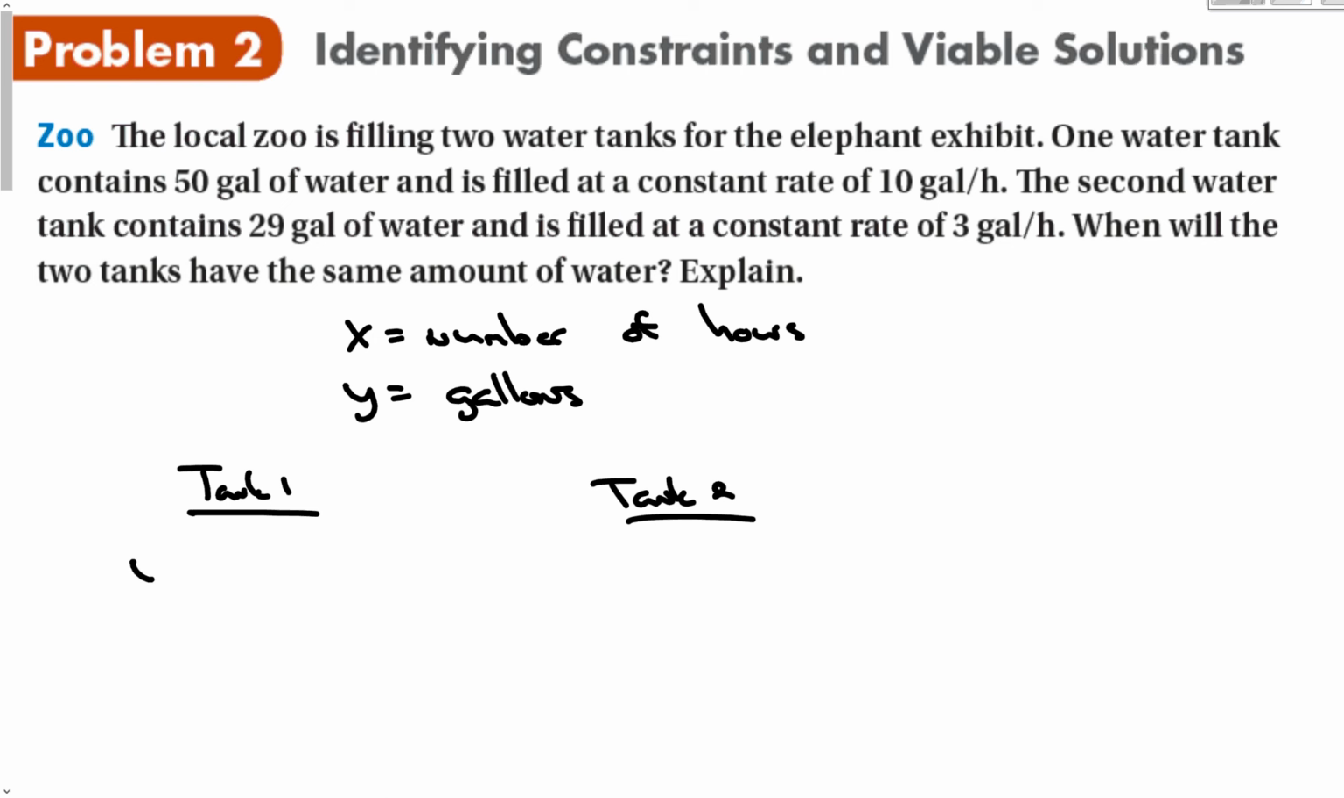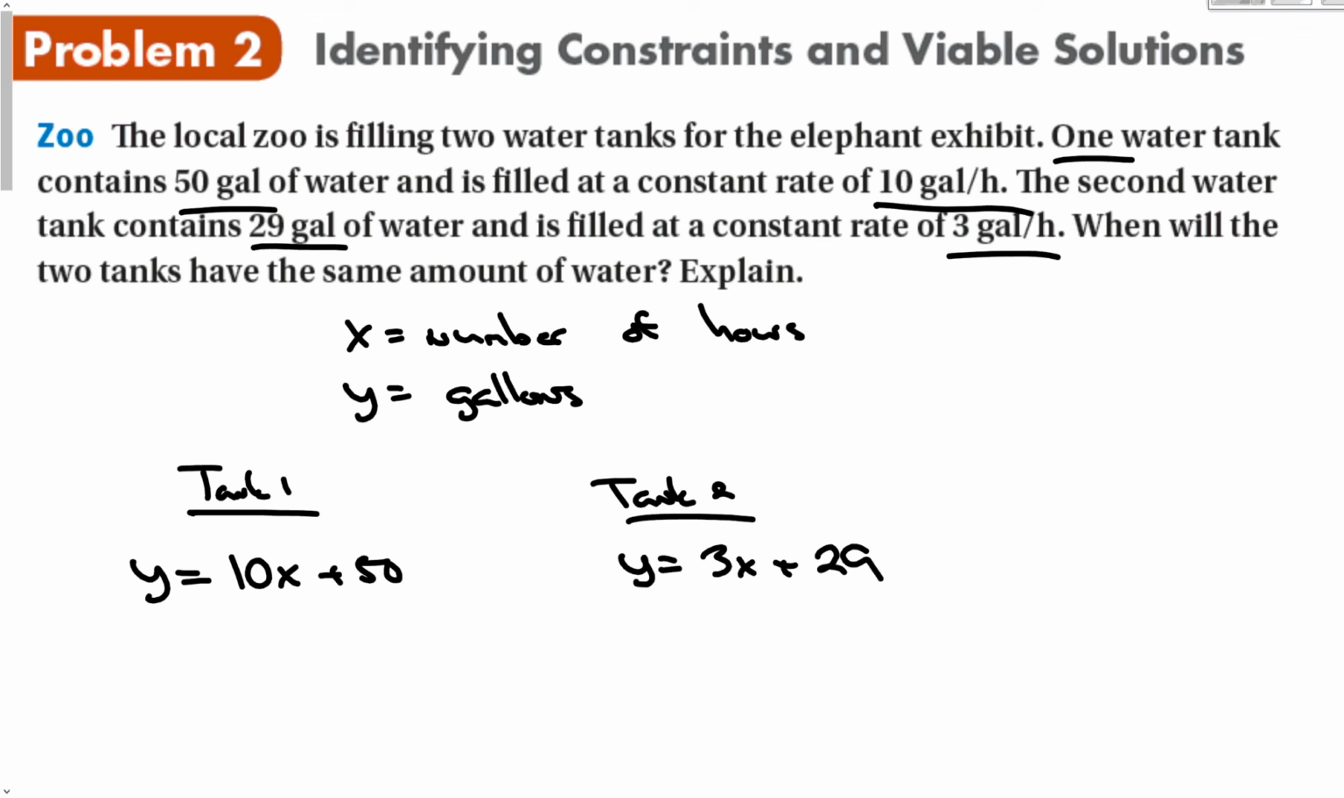So the gallons for tank 1 is going to be equal to, so let's call this our first water tank, 50 gallons, 10 gallons an hour. Okay? So it already has 50 gallons in there when I started. So the number of gallons that the tank has now is going to be 10 gallons times the number of hours plus 50. Tank 2 contains 29 gallons at 3 gallons an hour. So y is going to be, let's write this the other way, let's keep it the same, 3 gallons an hour plus 29 gallons.